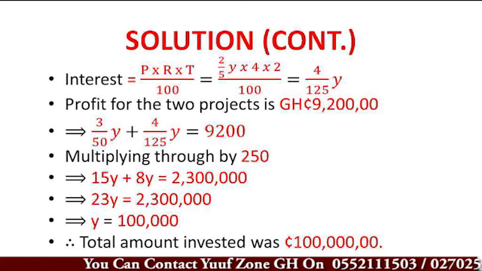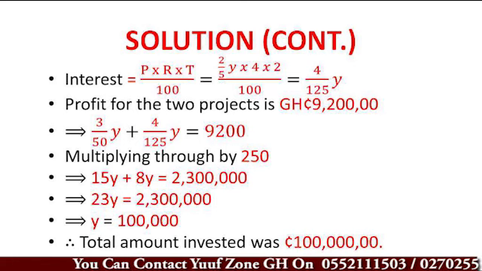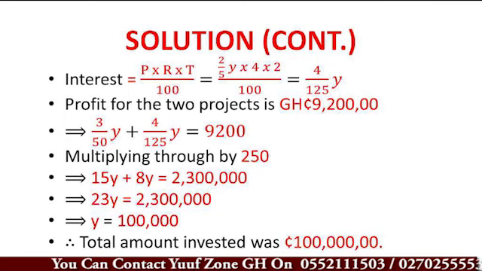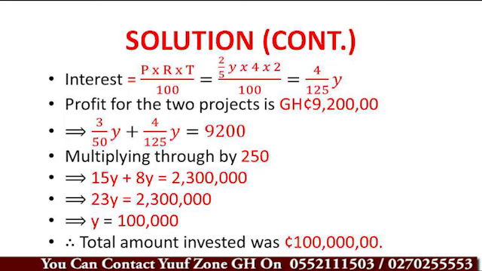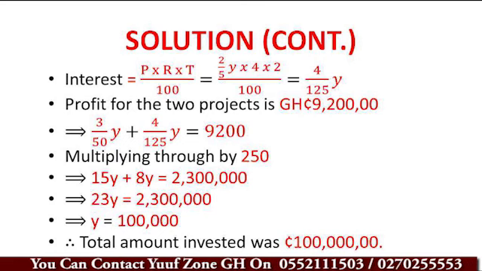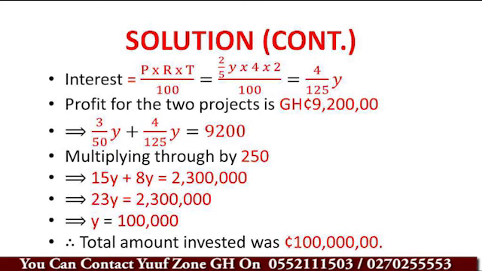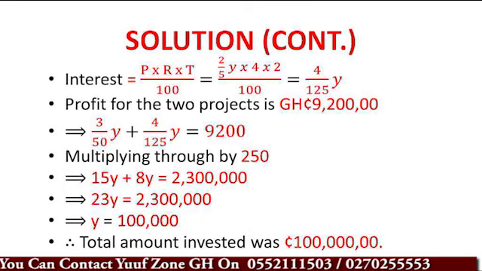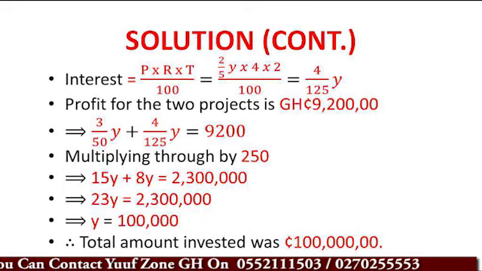So have you seen it? If we were to use 9,200, we would have been getting something different. So this is very simple. When you look at it critically, you see that the man used 100,000 Ghana cedis to enter into the 2 projects. So it is the 100,000 that helped him to get the 9,200. So this is very simple.